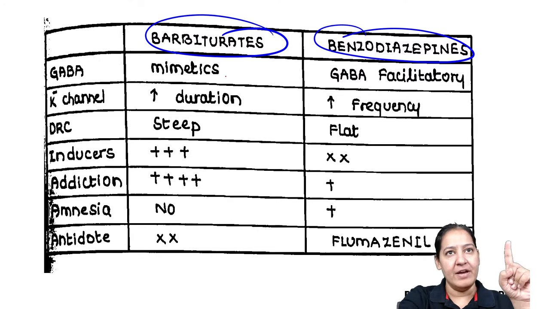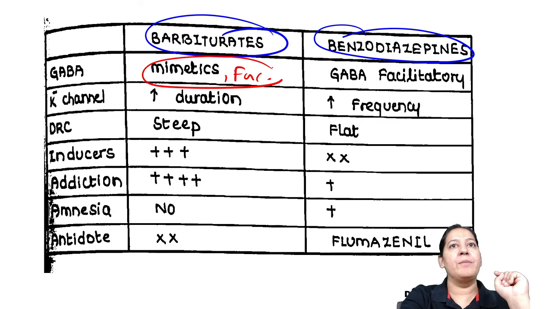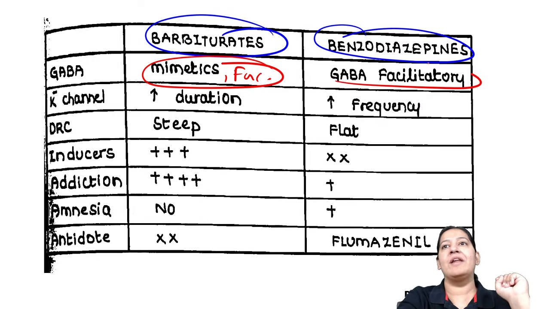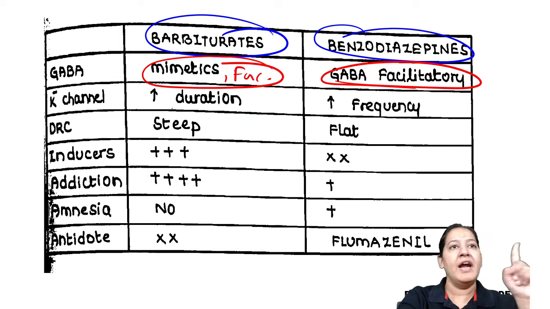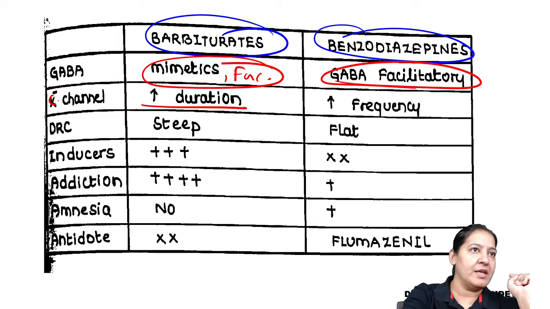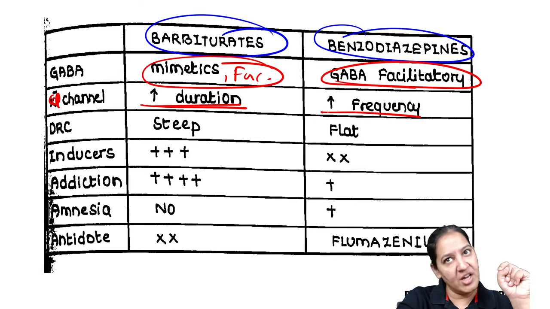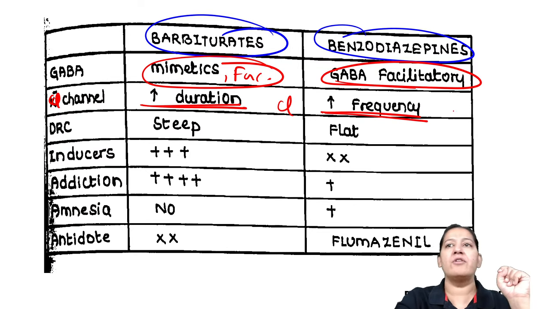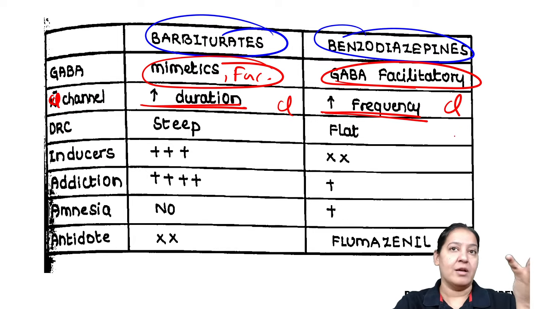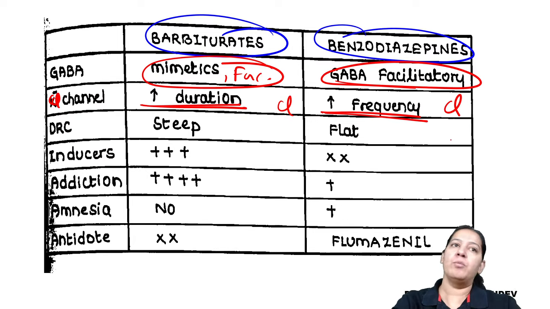Barbiturates have facilitatory as well as mimetic both actions, but benzodiazepines have only facilitatory action, no mimetic action. It increases the duration. Ye potassium nahi hai, sorry, chloride. Chloride channel ka duration increase karega. Ye chloride channel ki frequency increase karega. Ultimately, both are increasing chloride. More chloride, more hyperpolarization, more inhibition.